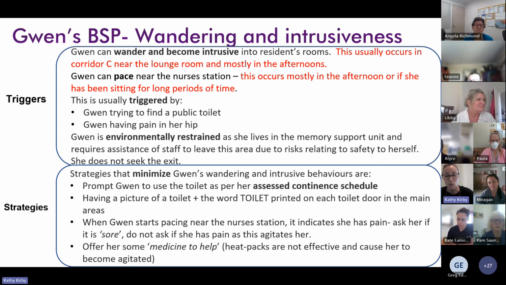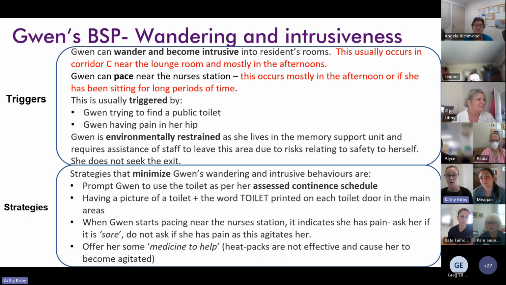Now, the strategy for Gwen, and again, this is a true story, was that as soon as she started pacing and showing that behaviour near the nurse's station, we needed to walk with her and give her an Oxynorm in jam while we were walking with her, okay? And then she would calm down quite quickly. So she didn't escalate if you took that approach. If you were to offer her a heat pack, she'd probably throw it at you. And she was on regular Panadol, so that wasn't a step that we needed to go through.